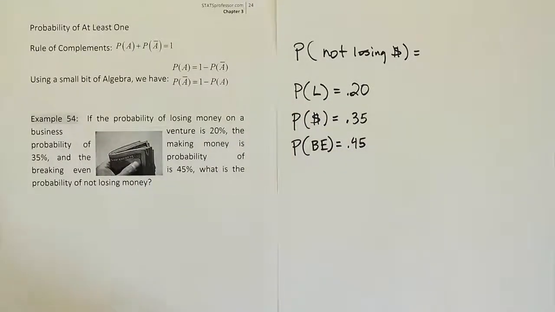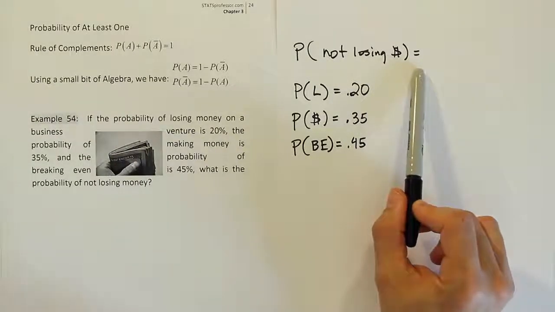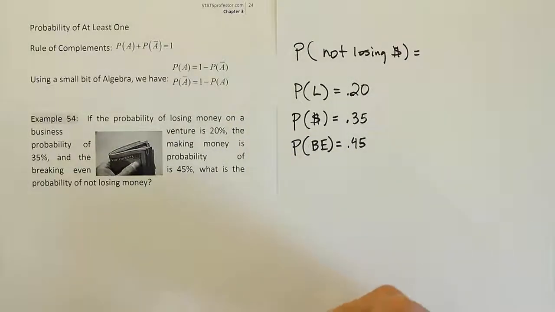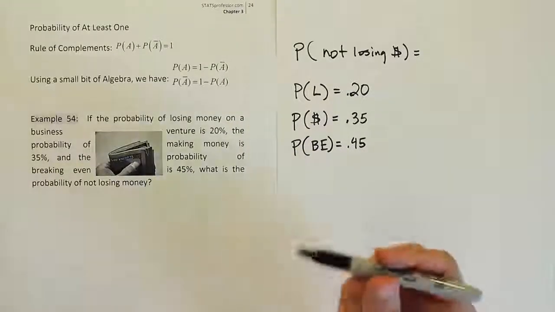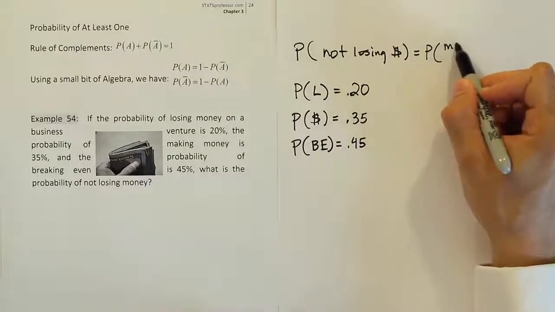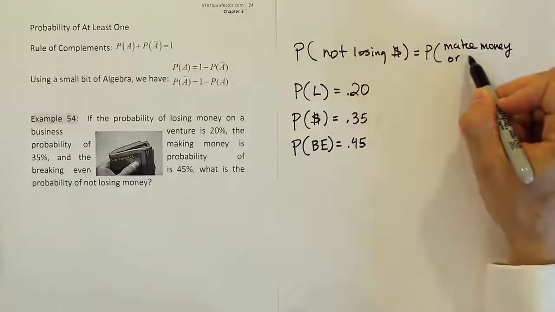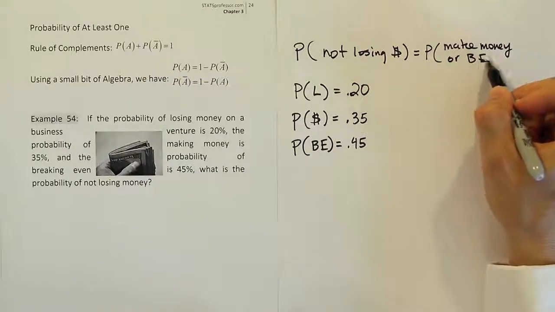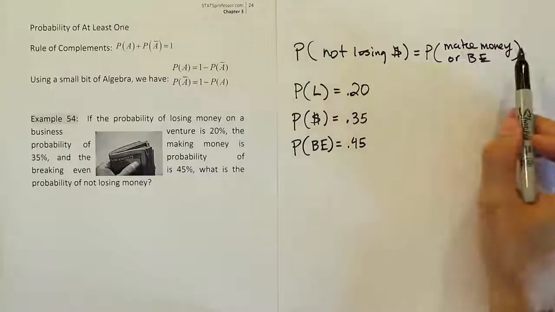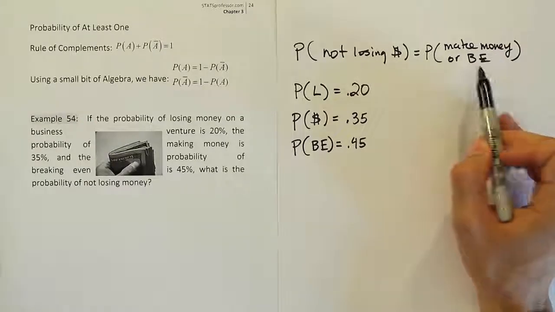So what we're going to do now is look at this probability in a constructive way. What I mean by that is we're going to add up all the ways that you cannot lose money. So what's the probability of not losing money? Well, that's the same as saying the probability of make money or break even, right? Isn't that the only way that you don't lose money? You make money or you break even? Because anything else would be losing, right? Either you make money or you break even.